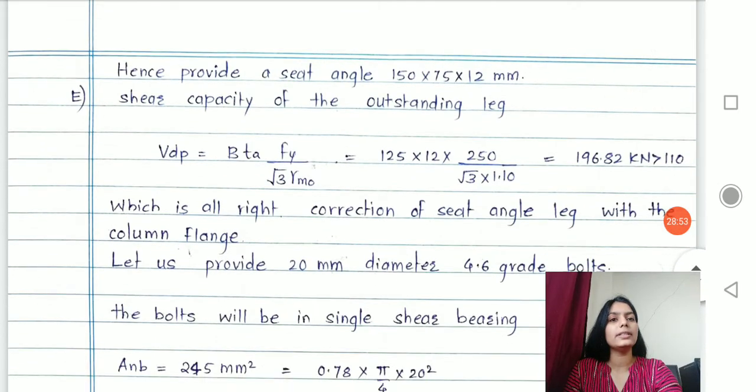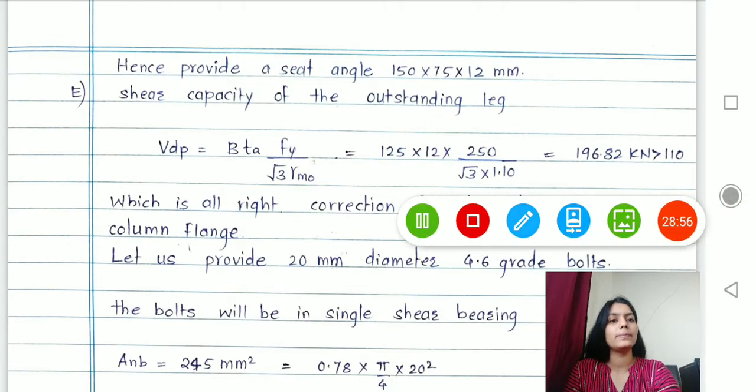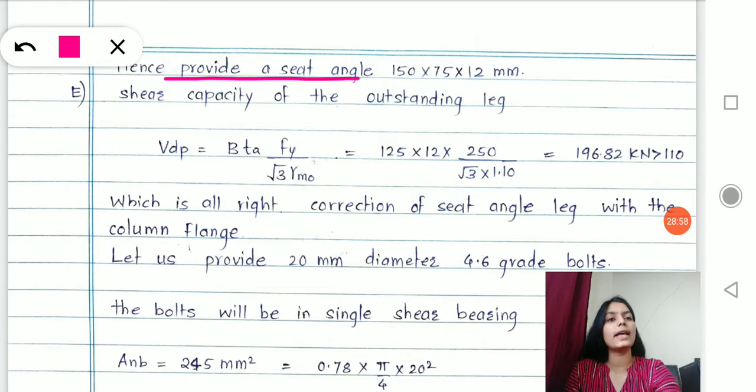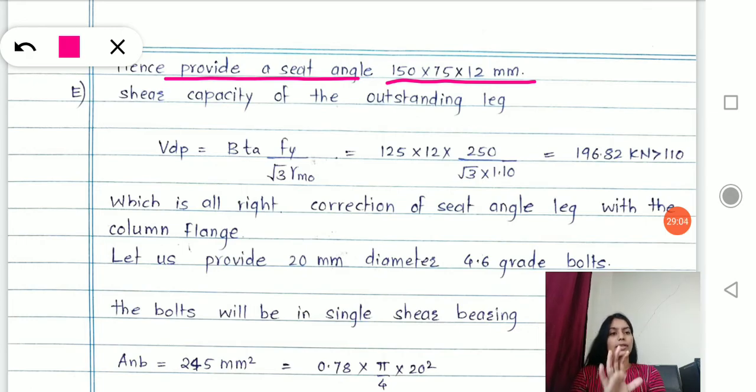Once we're done with that, I said hence provide a seat angle of 150 by 75 by 12 mm. My designing is not over yet because I have only chosen the angle to be used as a seat connection. But I have to understand how many bolts are required at that connection so that it will withstand the load. That is what my connection design is.